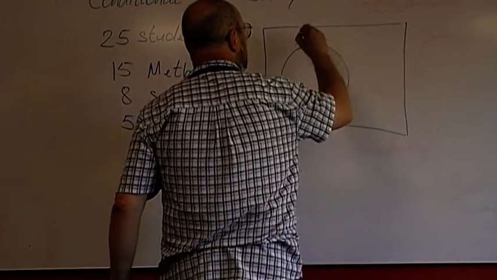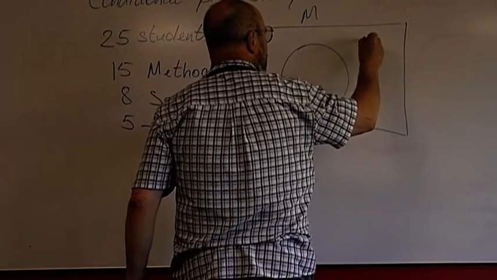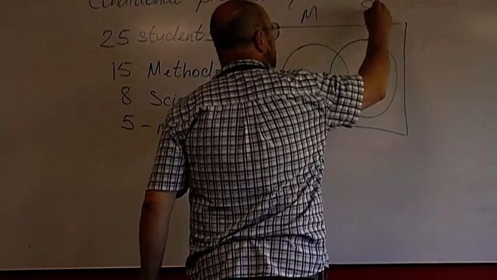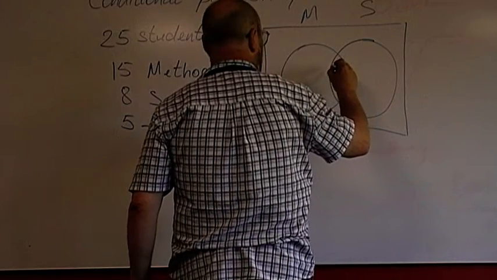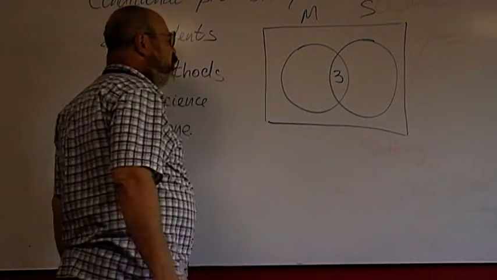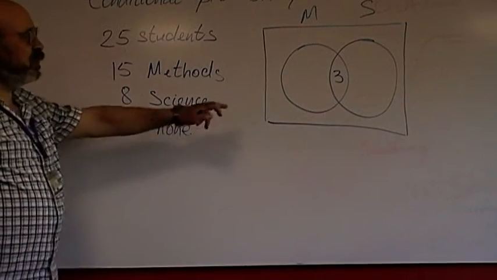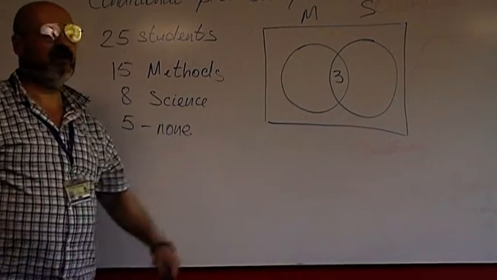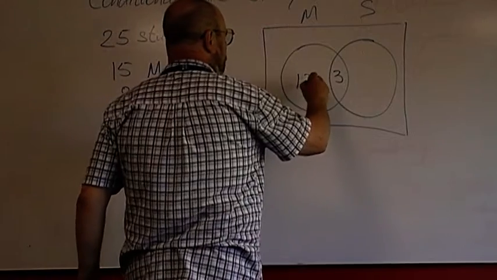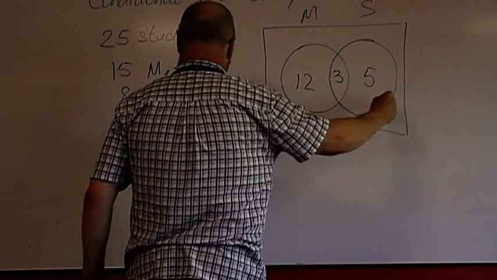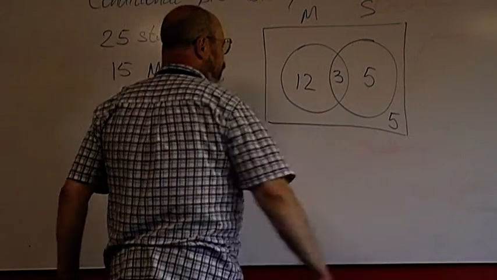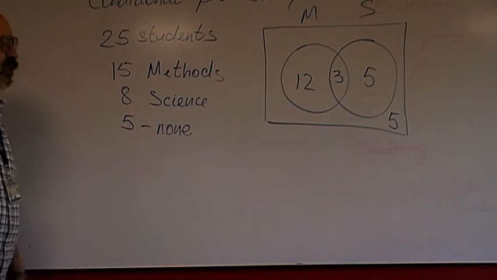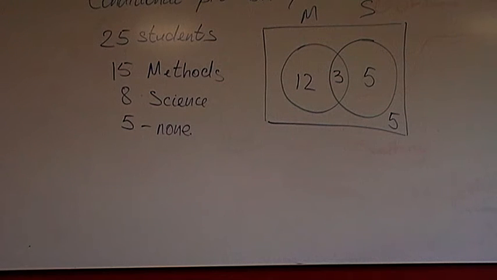So that's math, that's science. So we have 3 doing both. This will be methods only, 12. How many science only? 5. And we have 5 here. That adds up to 25.